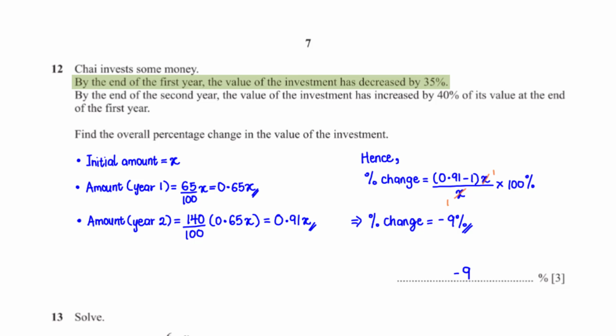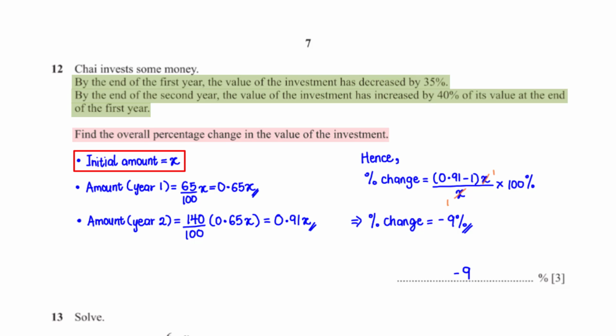Chai invests some money. By the end of the first year, the value of the investment has decreased by 35%. By the end of the second year, the value of the investment has increased by 40% of its value at the end of the first year. Find the overall percentage change in the value of the investment.